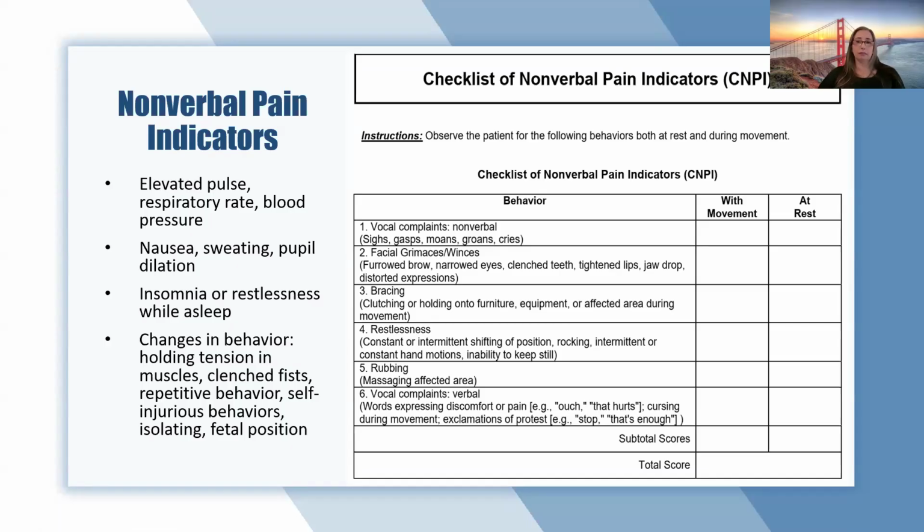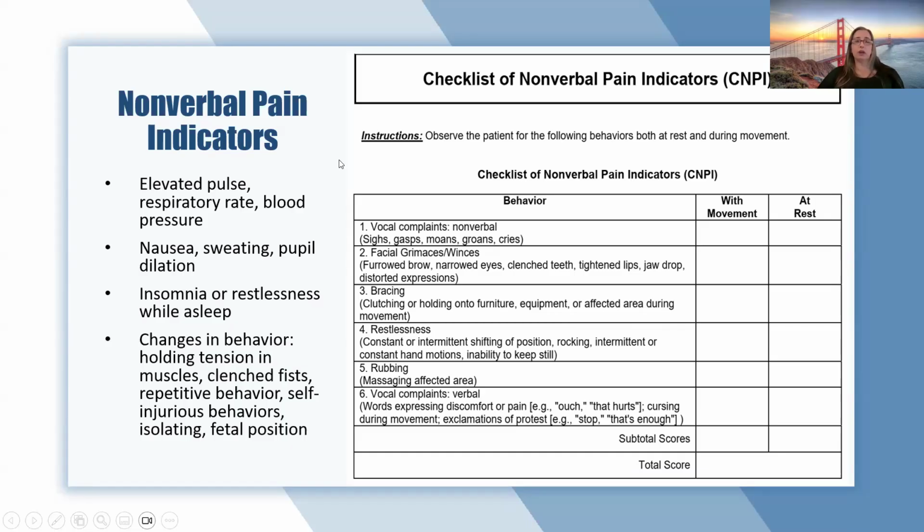So this is the CNPI. It's a checklist, a way to basically chart what somebody's symptoms may be. Here they have it divided with movement or at rest, because pain at rest is a different problem than pain when you move, right? If you have pain when you move, it's usually related to a limb or an injury. Whereas if you're in pain and discomfort when you're just laying there not doing anything, then that can be something far more serious.